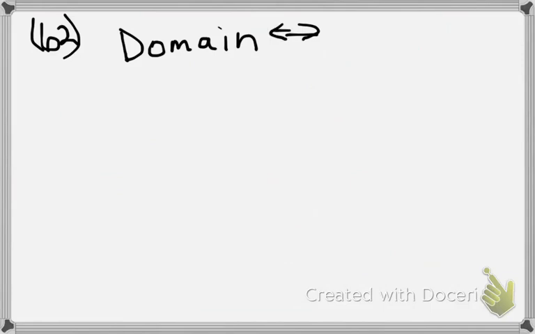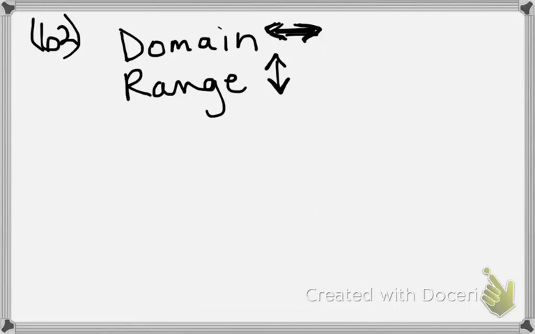For numbers 62 through 65, we're looking at domain and range. Domain is how far does the graph go left to right, like the x-axis, and range is how far does the graph go upward and downward, like the y-axis. So the domain is generally with the x variable and the range is with the y variable.